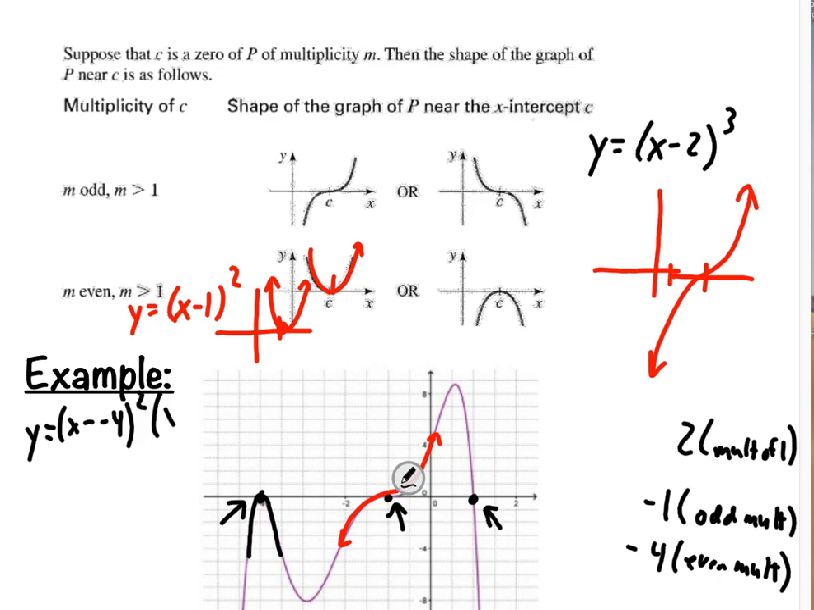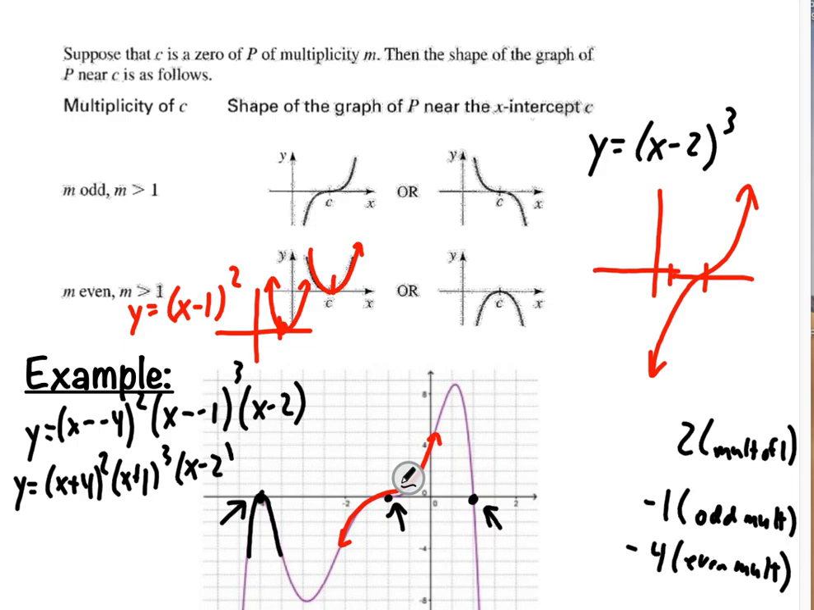And then x minus -1 there, and it has an odd multiplicity, so we're going to do 3. You can't do 1. You've got to do something greater than 1. And then our other one here is just a plain x minus 2. So really this becomes y equals x plus 4 squared times x plus 1 to the third, and then x minus 2.